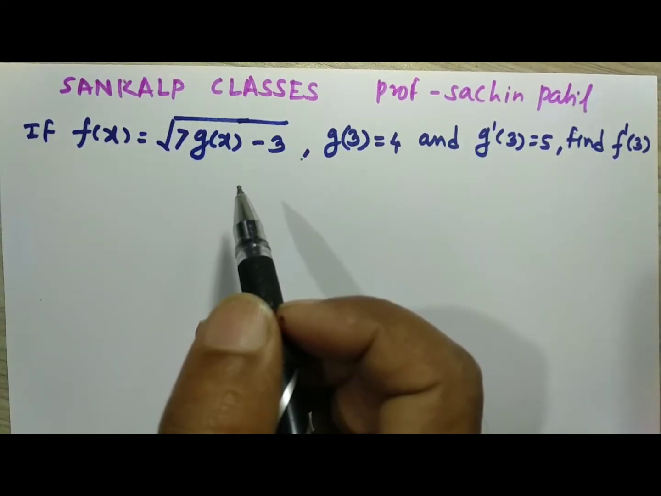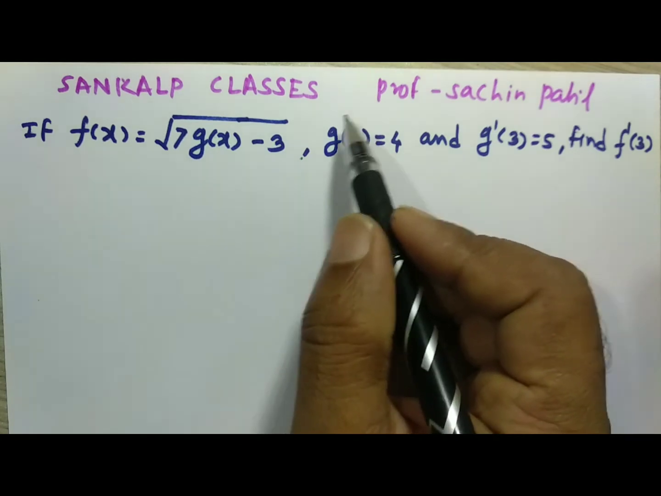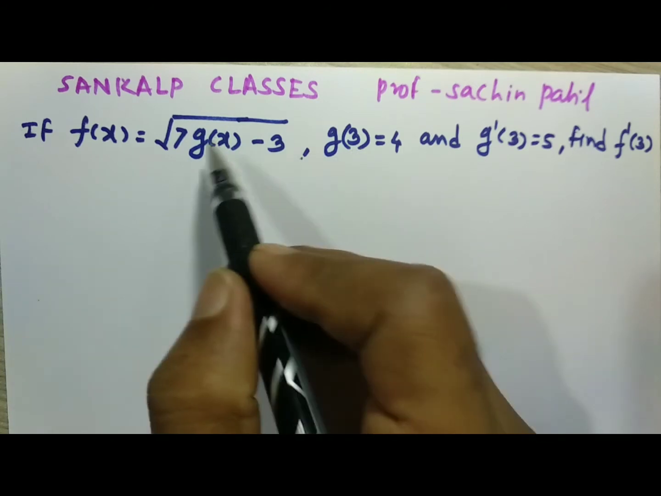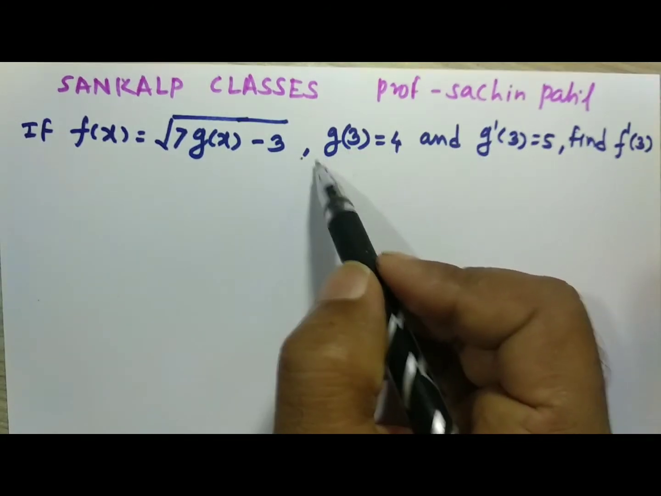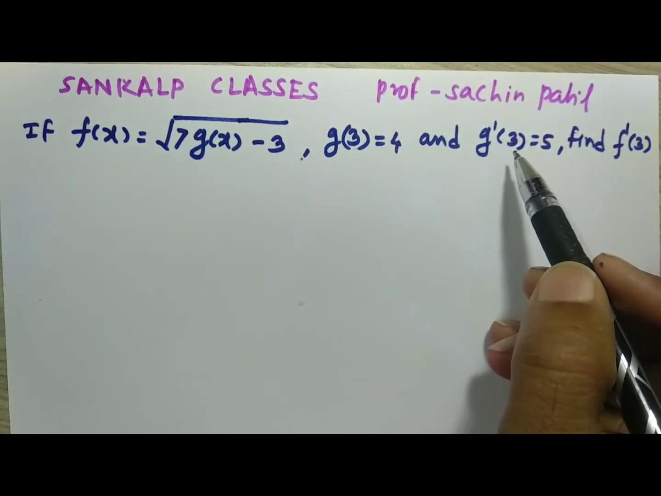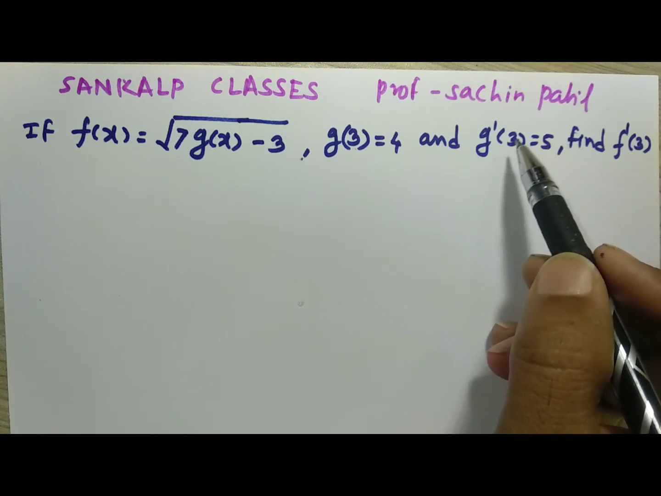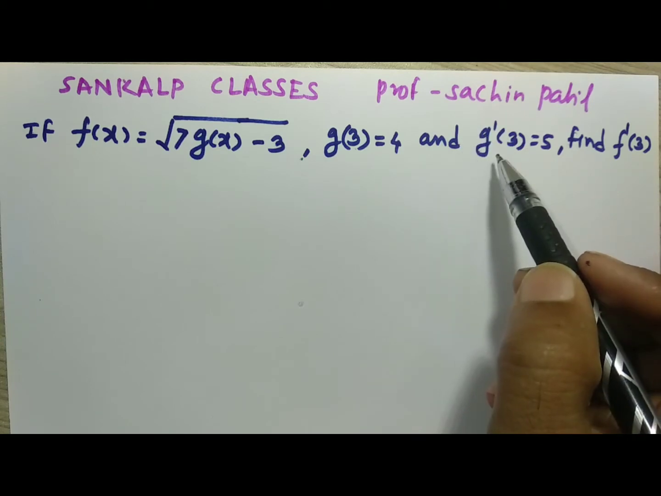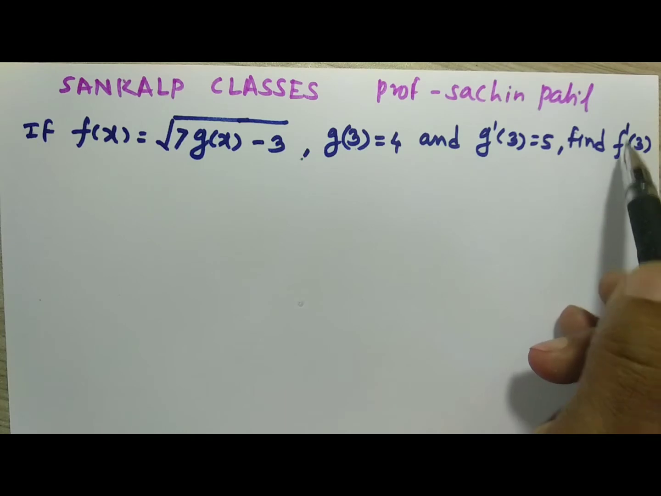Now here it is given that g of 3 is equal to 4. That means when g of x is the given function and you put the value x equal to 3 inside it, you will get the value 4. And g dash 3 is equal to 5. That means when we put x equal to 3 inside the derivative of the g of x function, we will get 5 as the value, and you want to find the value of f dash 3.